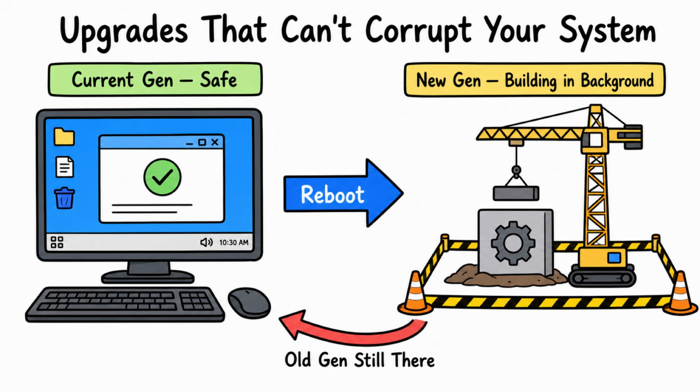When you upgrade your system, Guix doesn't mess with the running system at all. It builds the new generation in the background. When it's ready, you reboot into it. If anything goes wrong, you just select the previous generation at boot time. The old one is sitting right there, safe and untouched. No corrupted upgrades, no half-installed messes.